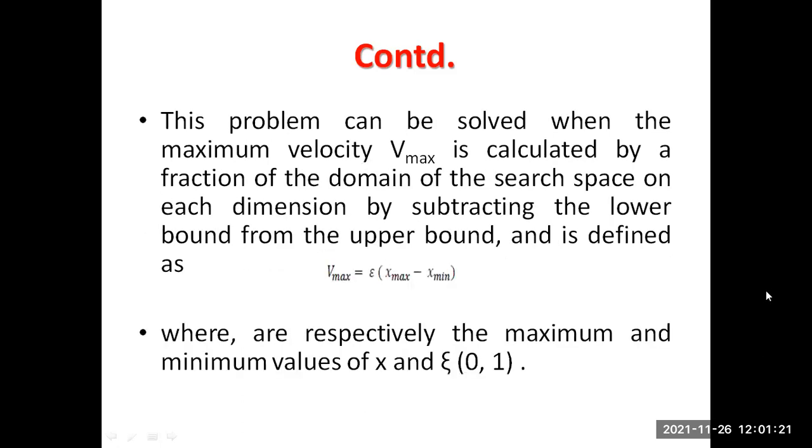This problem can be solved when the maximum velocity Vmax is calculated as a fraction of the domain of the subspace on each dimension, by subtracting the lower bound from the upper bound. And this is how we implement velocity clamping: Vmax equals epsilon times (Xmax minus Xmin). So every particle has some Xmax value and some Xmin value, and epsilon is basically a constant between 0 and 1, a random number.